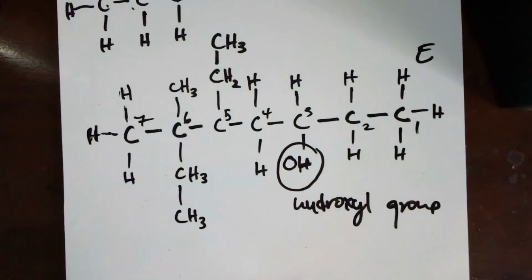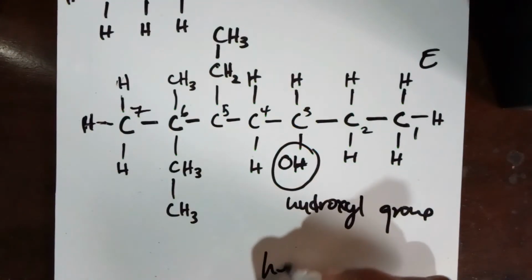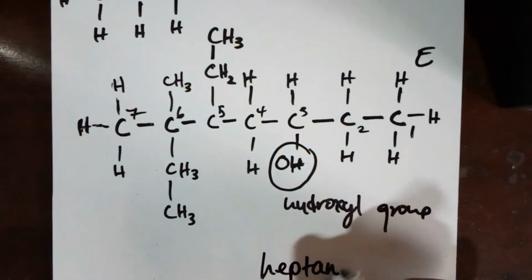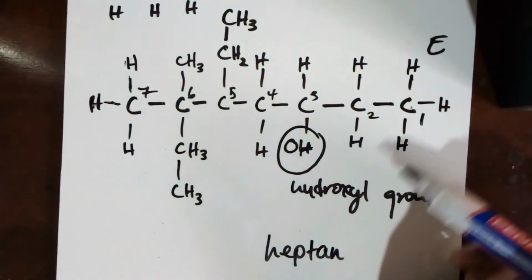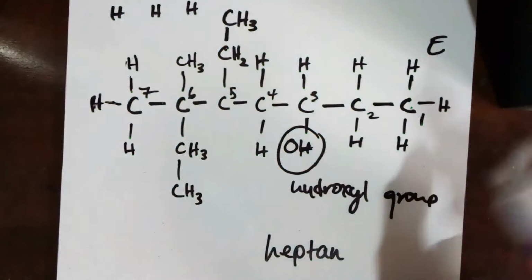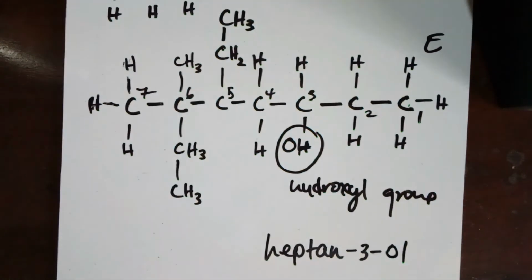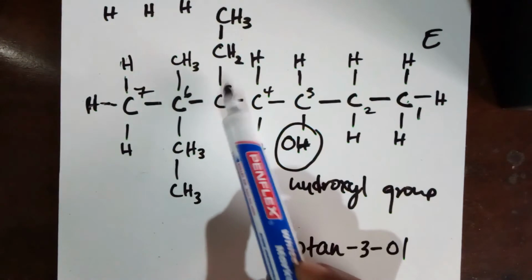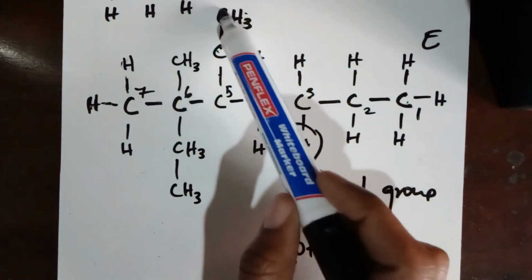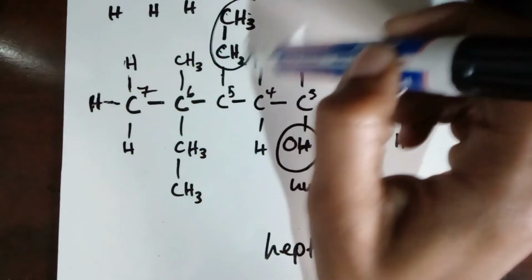So we know that if it has 7, then it means that this is going to be a heptane. And we said that the hydroxyl group is on, we see that it's on carbon number 3, meaning it's going to be 3. And then because it's an alcohol, it has to have a suffix ol. So it's going to be heptan-3-ol. But we're not done. We can see on the 5th carbon, we have a substituent there. We have this ethyl group.